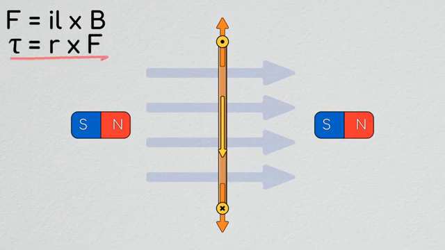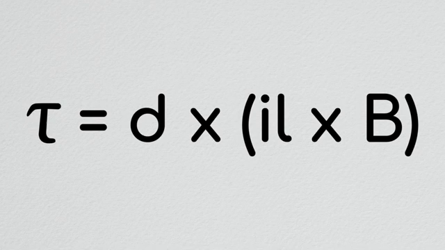Noting that torque is the cross product of distance of application with the force being applied, we can now quantify the torque on this loop of wire as the cross product of the diameter with the result of IL cross B. Now we have an equation for the torque on a current-carrying loop of wire in a magnetic field.